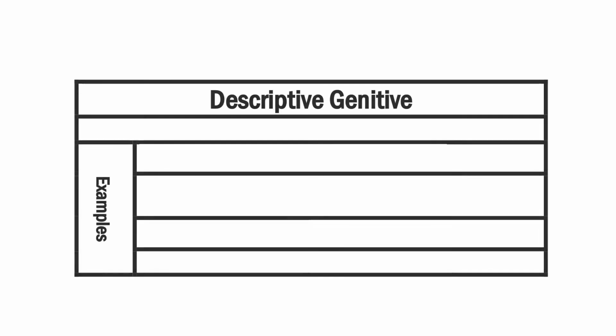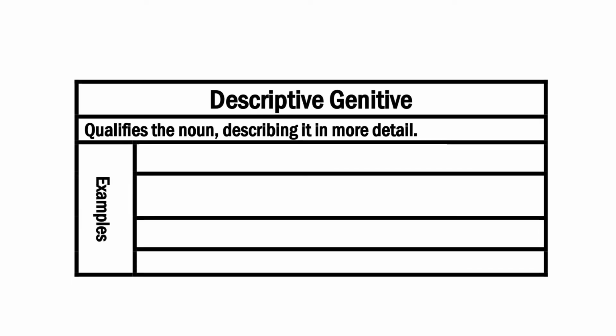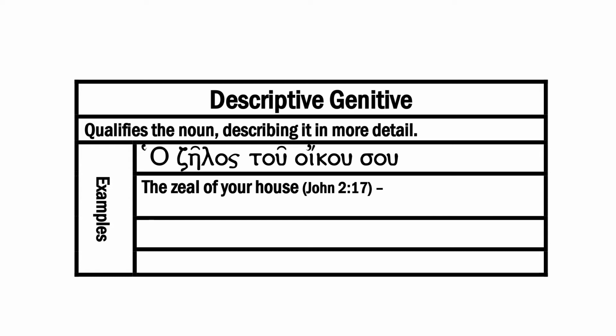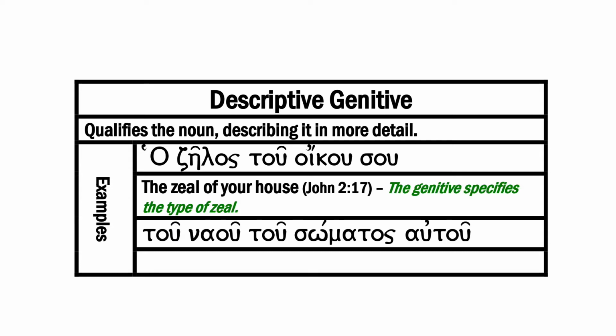Next we have the descriptive genitive, which qualifies a noun, describing it in more detail. Ho zelos tou oikou sou, the zeal of your house, John 2:17. The genitive specifies the type of zeal. Tou naou tou somatos autou, the temple of his body, John 2:21.